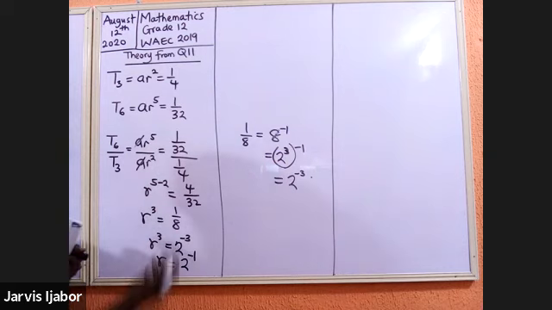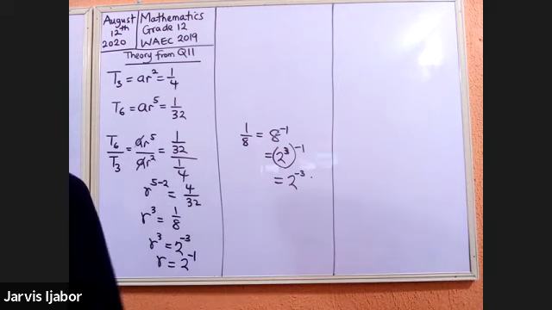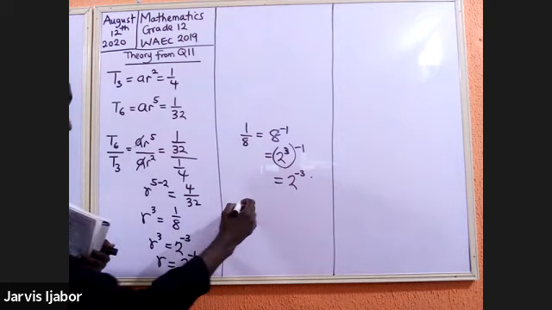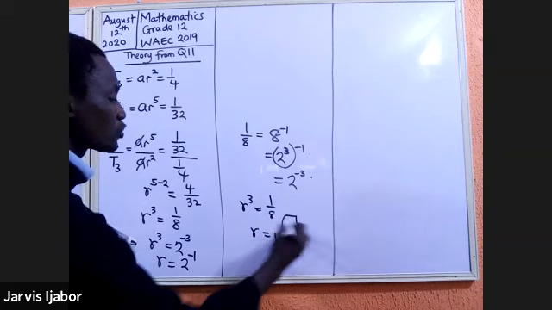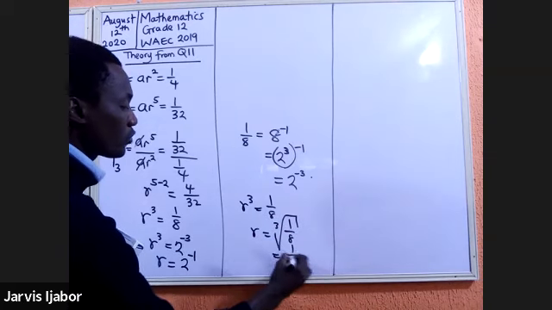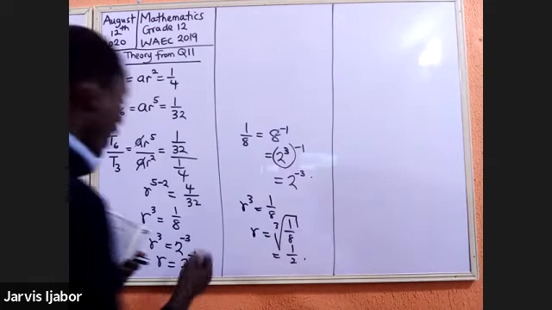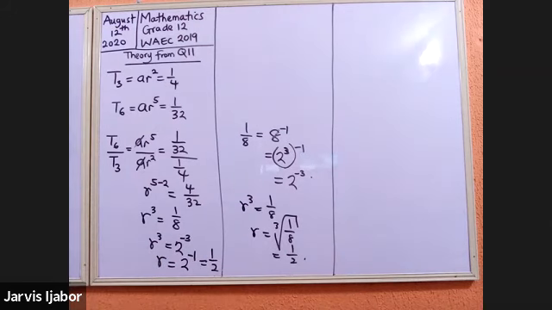Now somebody may begin to ask, why are you getting this answer? Very simple. If you don't want to go this way, you can also go this way. R to the power of 3 is equal to 1/8, meaning that R is equal to the cube root of 1/8, which will be 1/2. Are you seeing that? All right, so R will be equal to 1/2. Let me get my duster so I can clean off and continue.